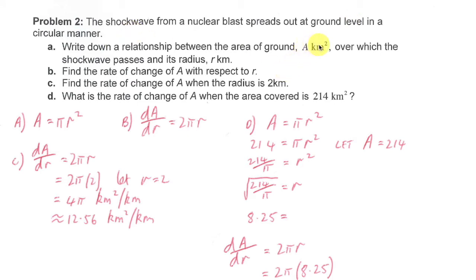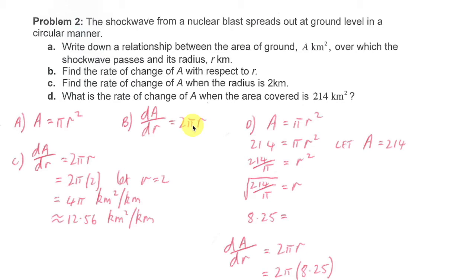A in kilometres squared, over which the shock wave passes and its radius R in kilometres. So it's very simple. The area equals pi r squared, just the formula for the area of a circle. B, find the rate of change of A with respect to R. So whenever we're talking about rate of change, we're thinking about the derivative. So dA/dr, change in area over change in radius, is equal to 2 pi r. So we just take this rule here and work out its derivative.